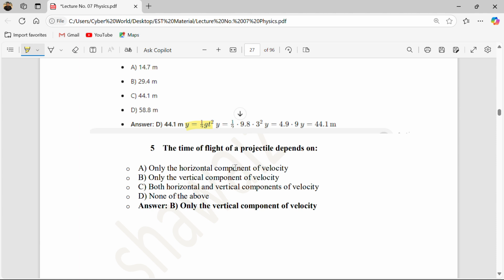The time of flight of a projectile depends upon, as I mentioned before, only the vertical component. So the answer is that it only depends upon the vertical component of velocity, not the horizontal component. It only depends upon the vertical component of the velocity.